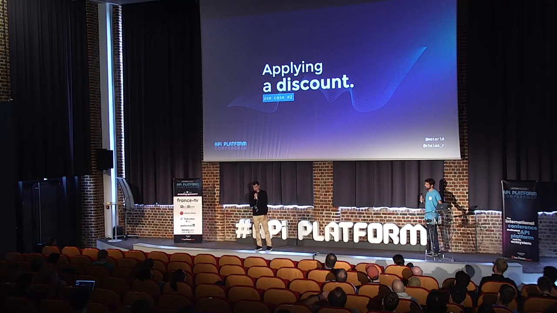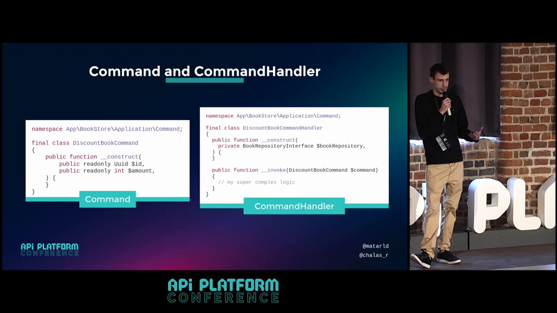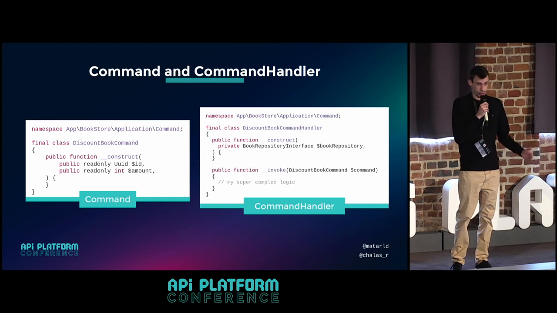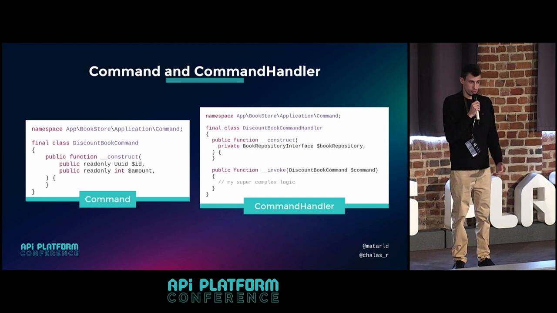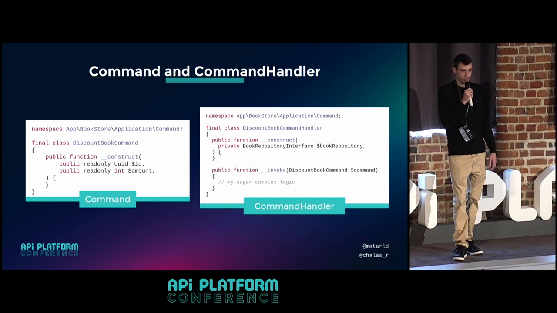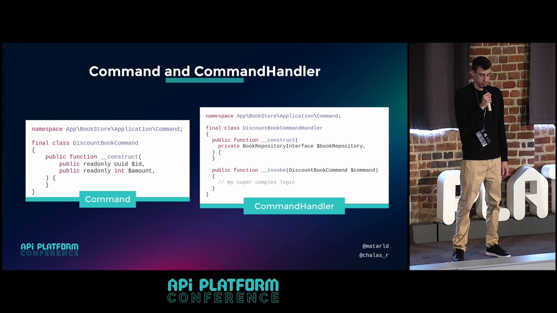Now, let's see another use case, but this time it's about applying a discount on a given book. As you can guess, applying a discount means changing the state of the book at hand. So it's going to be a write operation. So, not a query anymore, but this time a command. The command stays the same kind of object as the query seen before. This time it takes the identifier of the book for which we want to apply a discount. Also, it takes the amount of the discount. All this comes from the incoming request from the infrastructure in our API platform context.